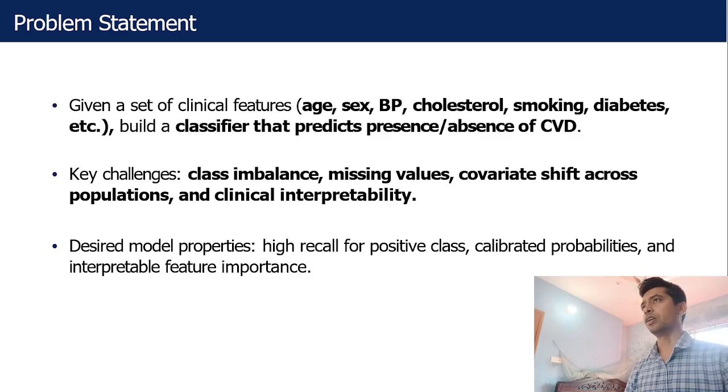Suppose we are given a set of clinical features that includes age, sex, blood pressure, cholesterol, whether the patient smokes or not, and whether the patient has diabetes or not, and we are asked to build a classifier that predicts presence or absence of cardiovascular disease. We might face key challenges like class imbalance, missing values, covariate shift across populations, and clinical interpretability. We have some desires for our models: high recall for positive class, calibrated probabilities, and interpretable feature importance.